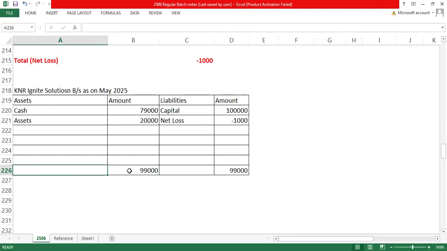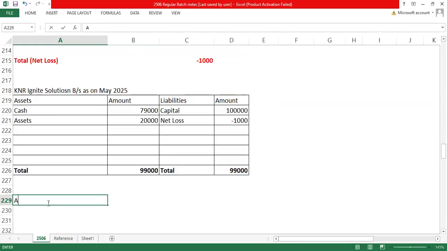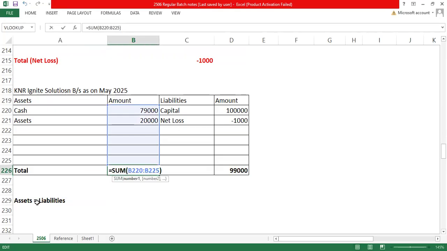Is my assets versus liabilities matching perfectly? This is a fundamental rule in balance sheet preparation also. Always your assets equal liabilities. This is how you need to understand the balance sheet first. Everybody agree? Balance sheet should always agree with assets equals liabilities. Yes, right? So this is a basic fundamental.